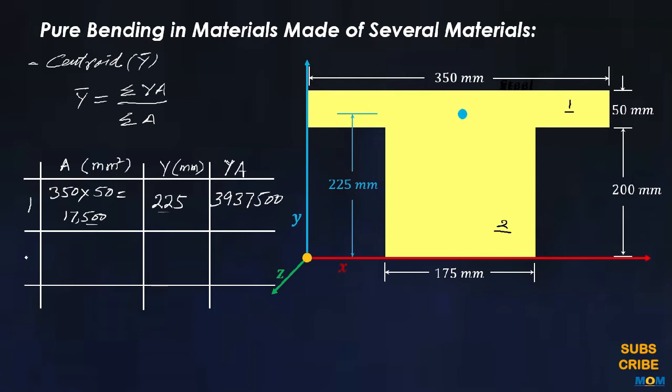Now for the second rectangle, the area is 175 millimeter multiplied with height 200. So this is going to be 35,000 millimeter square, and the individual centroid is 100 millimeter, and the product is going to be 3,500,000.